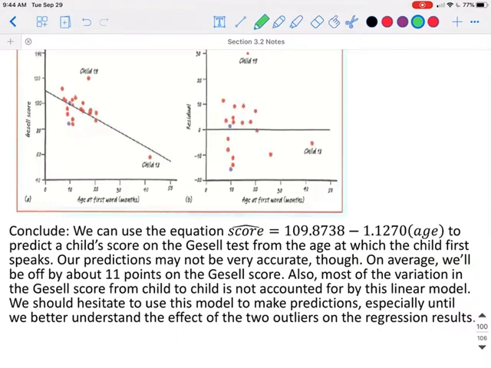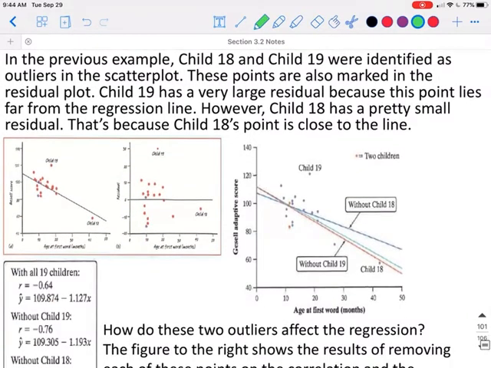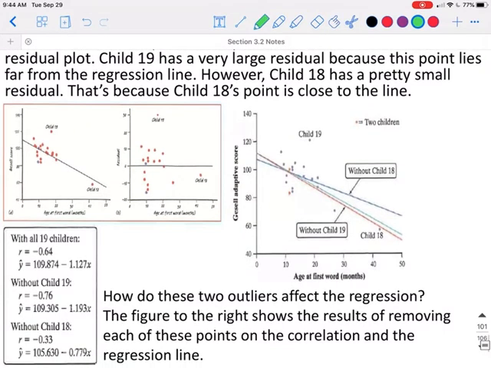Now, if you notice, there are 2 outliers. Child 19 and child 18 are outliers in our graph. So let's see what happens with those outliers. Because we know these are not resistant, we need to see which one's going to affect the data more. So originally, with all 19 children in there, the R value was negative 0.64. And the least squares line is indicated by that teal line on the right.